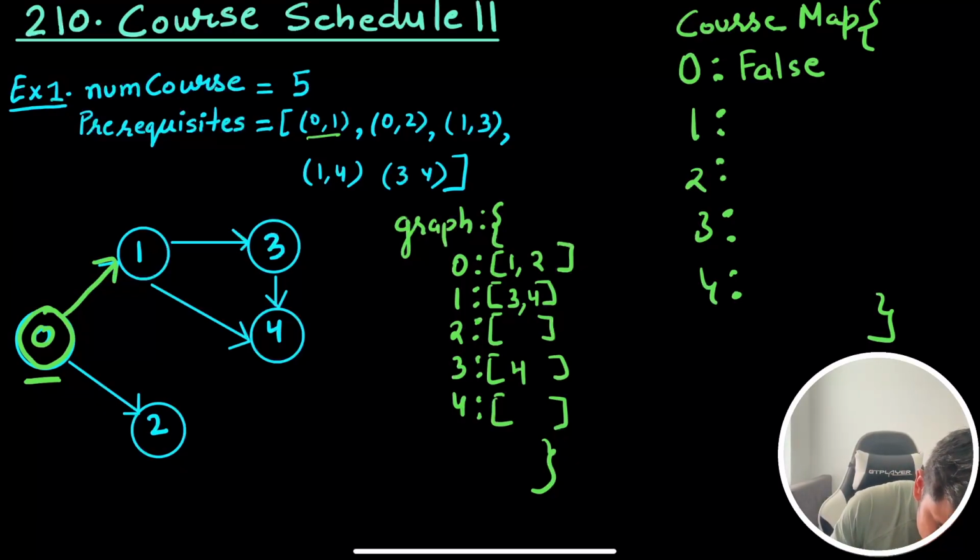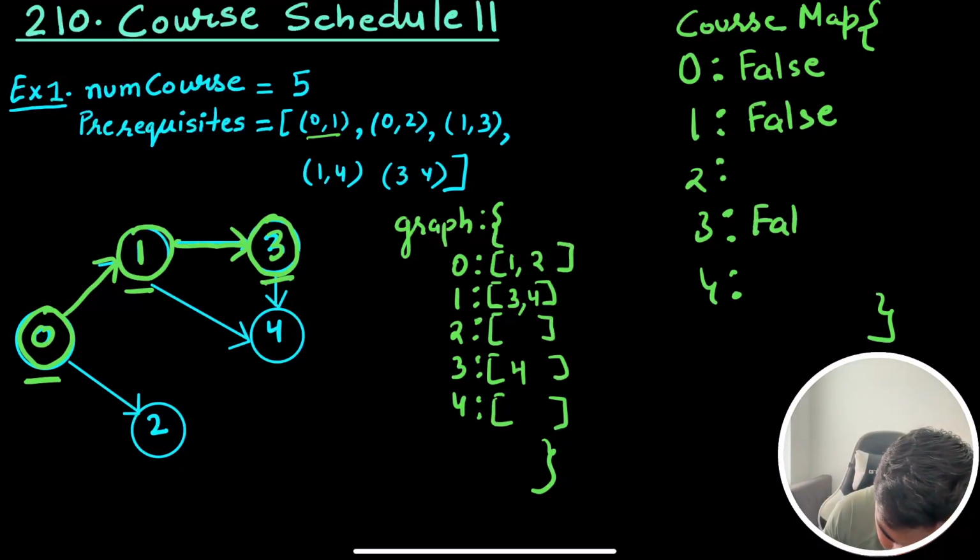I'll be going to its first neighbor, 1, and because I'm visiting 1, I'll mark 1 as false, currently being visited. Let's visit all its neighbors. First neighbor 3, I'm visiting 3. Because I'm visiting it, I'll mark this as false. Then 3 has neighbor 4. 4 we are visiting.